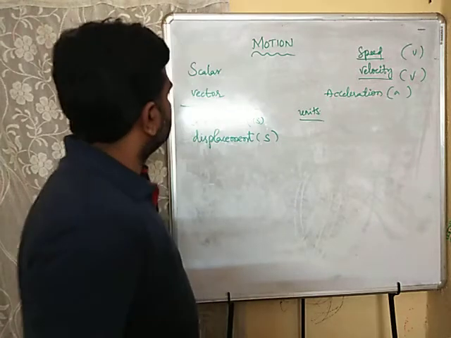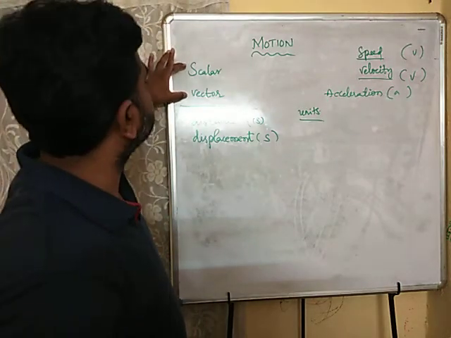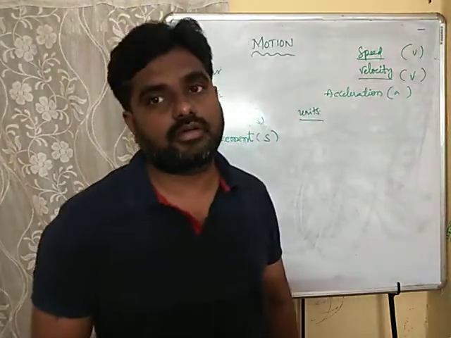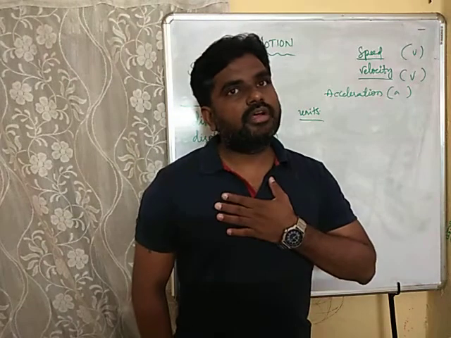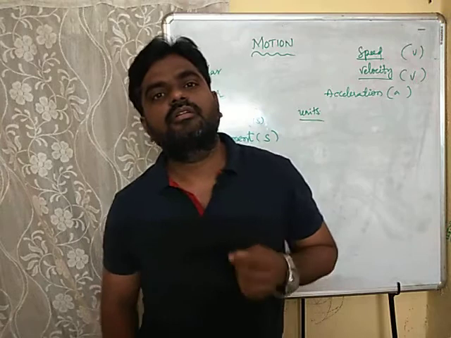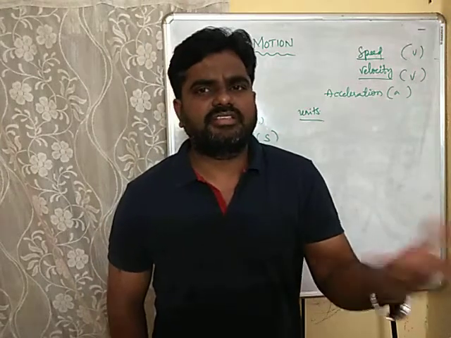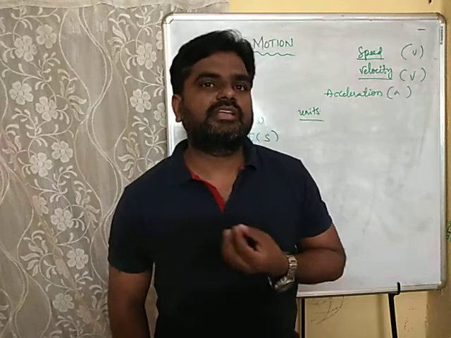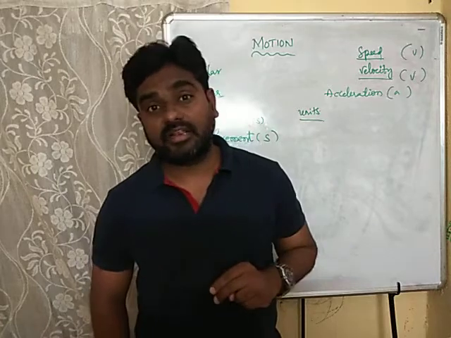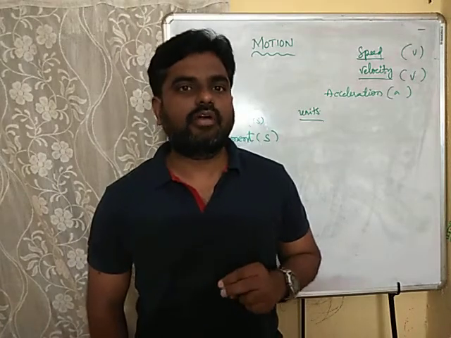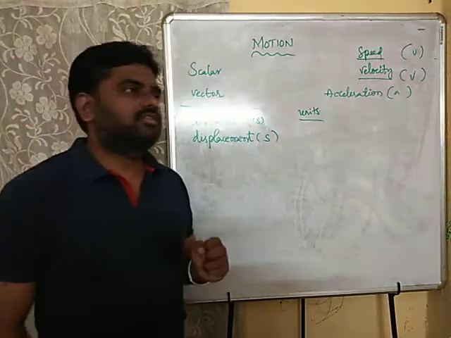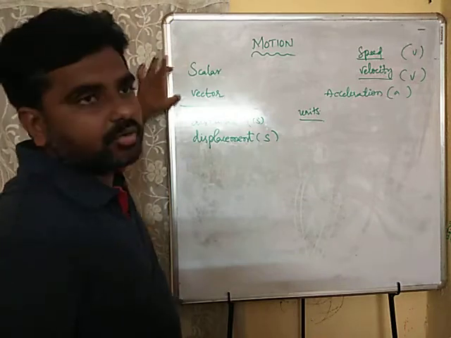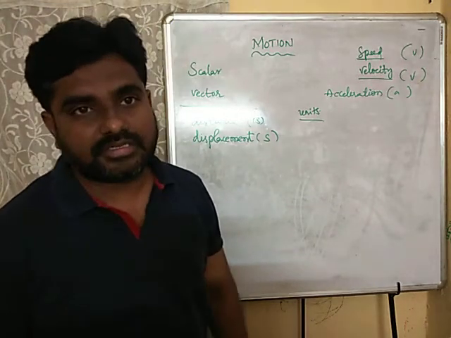First, a small introduction about scalar and vector quantities. What is scalar and what is vector? We have learned basic concepts in my last videos. FPS, CGS, MKS units were there, right? Physical quantities are broadly classified into two categories: fundamental and derived quantities. Again, they fall under two categories called scalar and vector quantities.